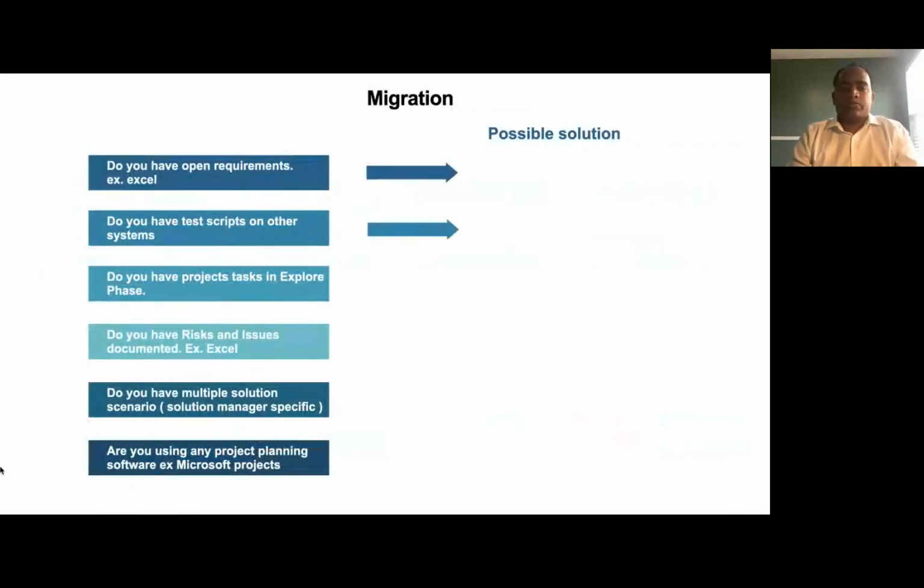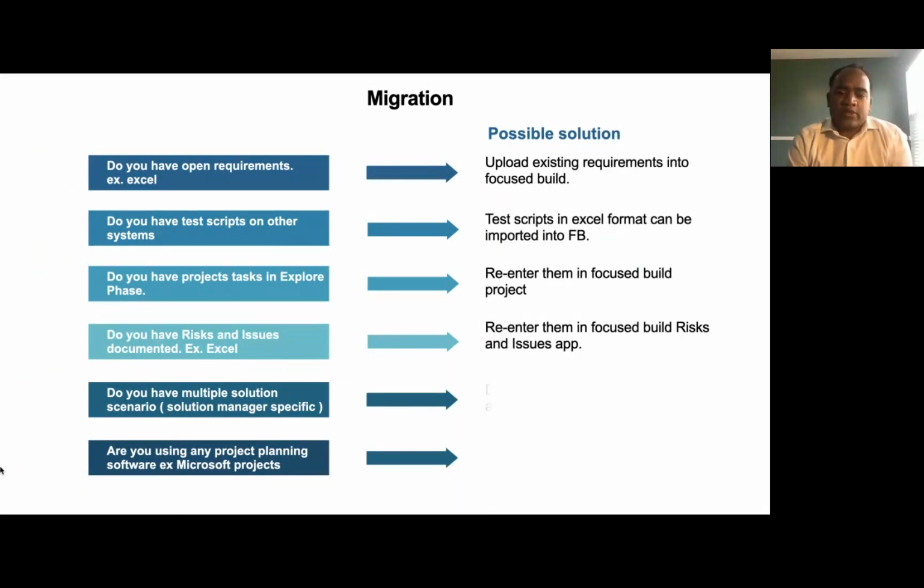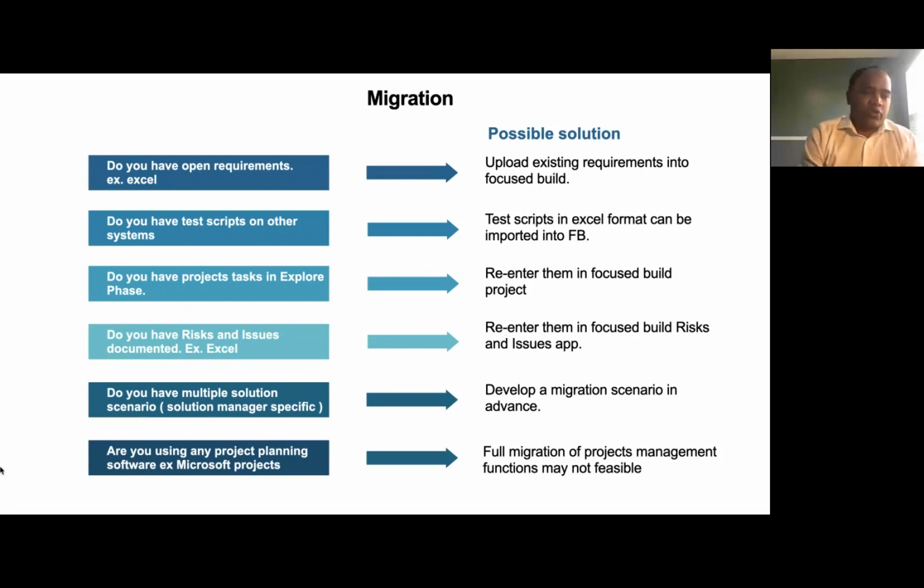So let's talk about the possible solutions. Again, I'm not saying that these solutions are applicable for you, but you can try them. If you have open requirements today in Excel, or if they're downloadable in Excel from other tools, you'll be able to use the Excel requirements template: download the actual requirements you have in Focused Build, use that Excel sheet as a template, and upload it using a program into Focused Build. Or if there are not many, you can key them in manually.